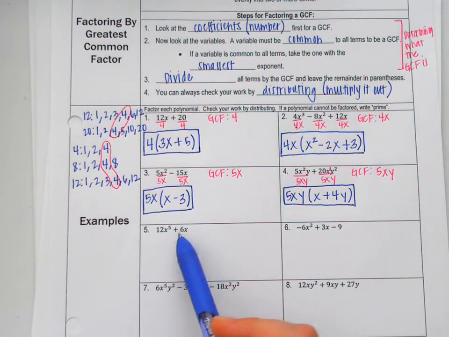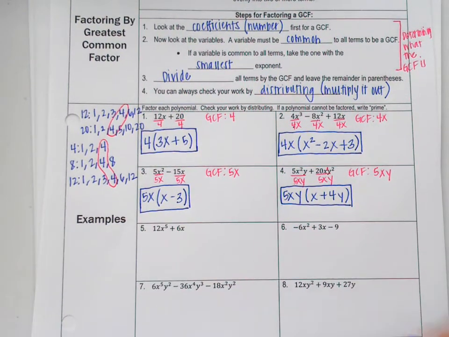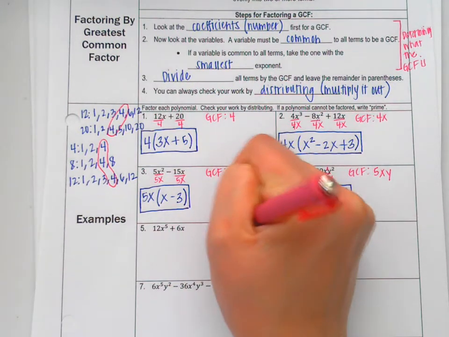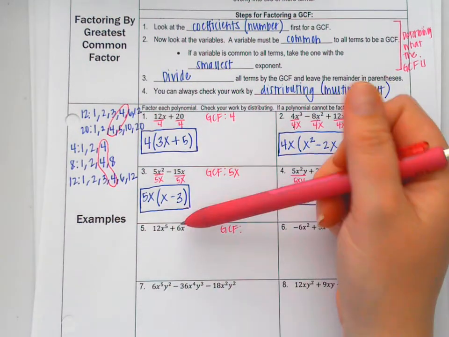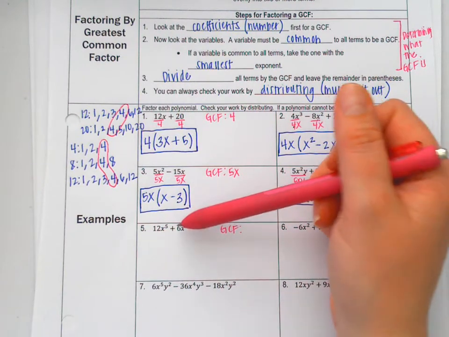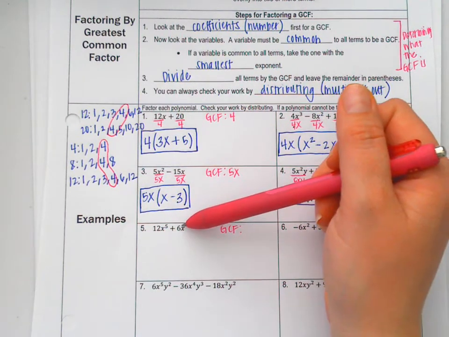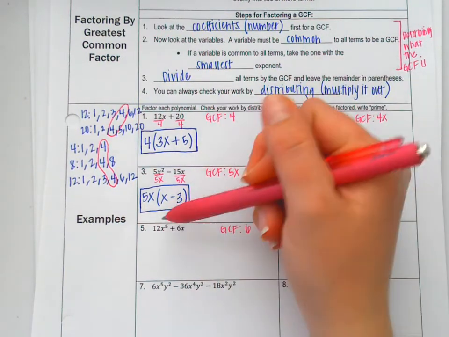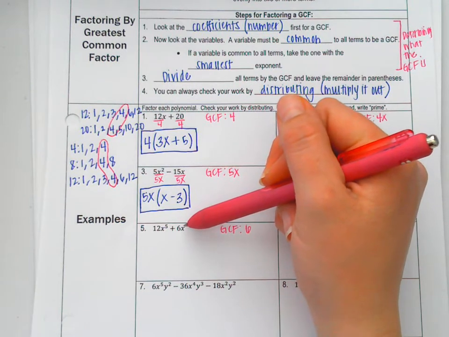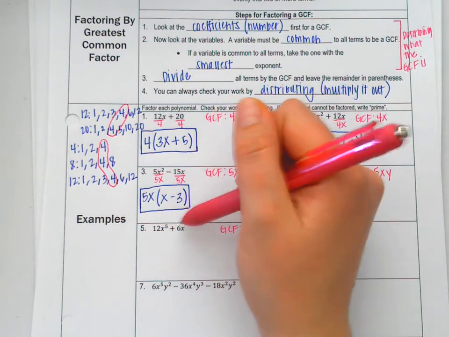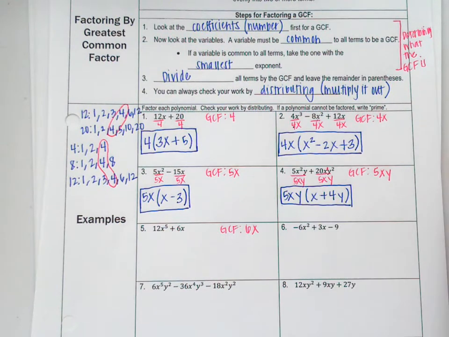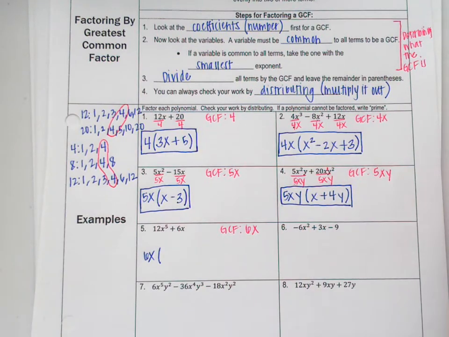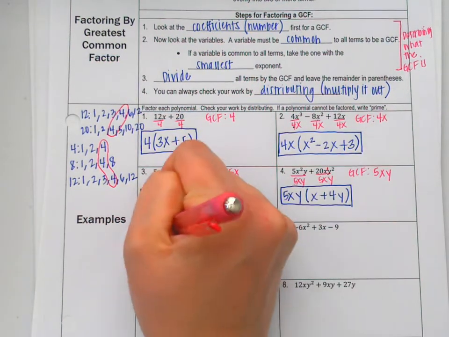12x to the 5th plus 6x. So first I'm looking at my numbers, 12 and 6, thinking about what number goes evenly into both of those. I still am looking at what's the smallest number here? 6. Does 6 go evenly into 6 and 12? And it does. And then I look at my variables. Does this have an x? Yep. Does this have an x? Yes. So of the smaller of the two, 5 and 1, I can take out 1. So that's always the number that goes on the outside of the parentheses. And then what's inside the parentheses is what's left once you've divided.